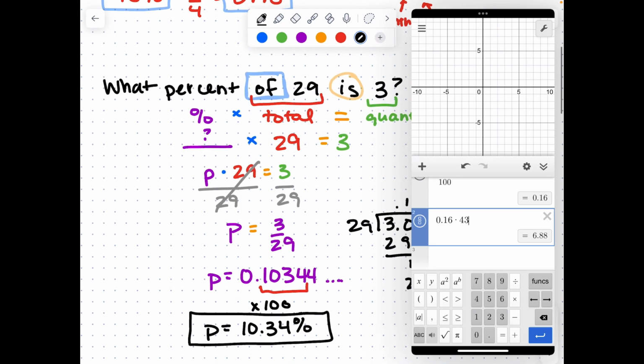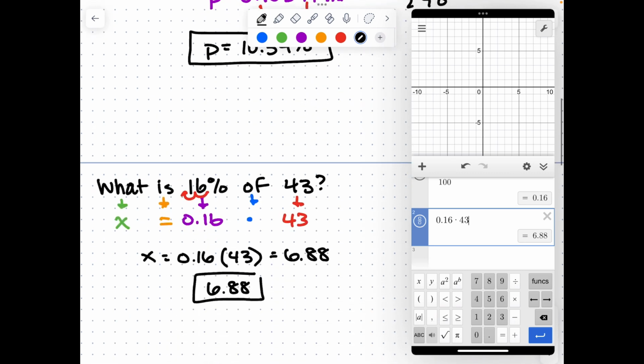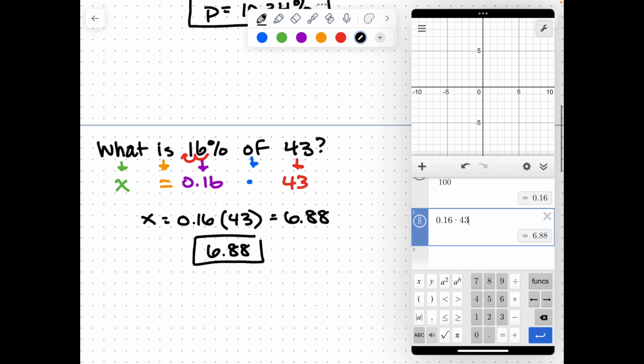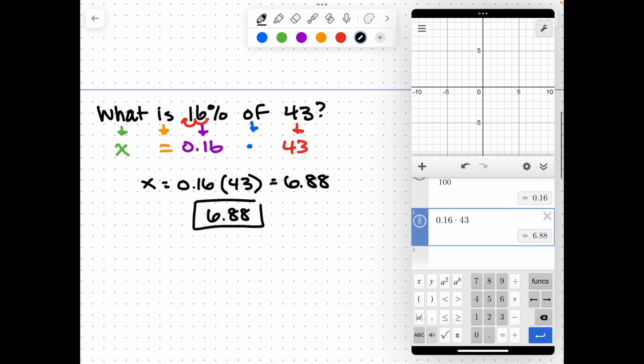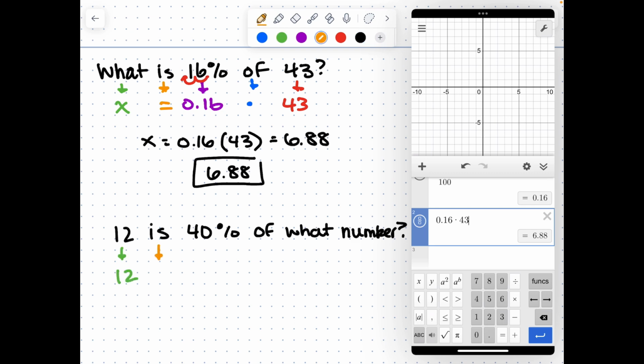Now, the other way that they can ask this, so we found the percent, we found the quantity. They can sometimes ask for the total also. So here's how that might look. If we say 12 is 40% of what number? So 12 is the quantity. We see the is, that's going to be our equals. 40%, there's our percentage, right?